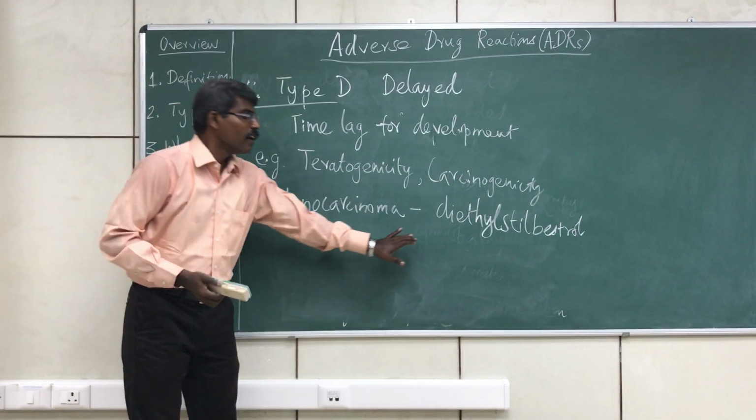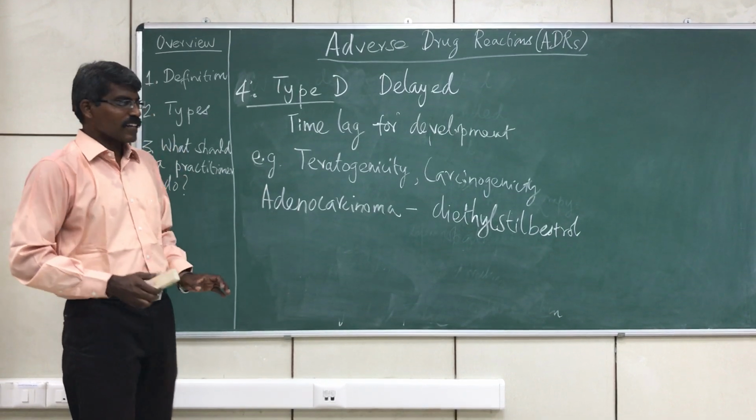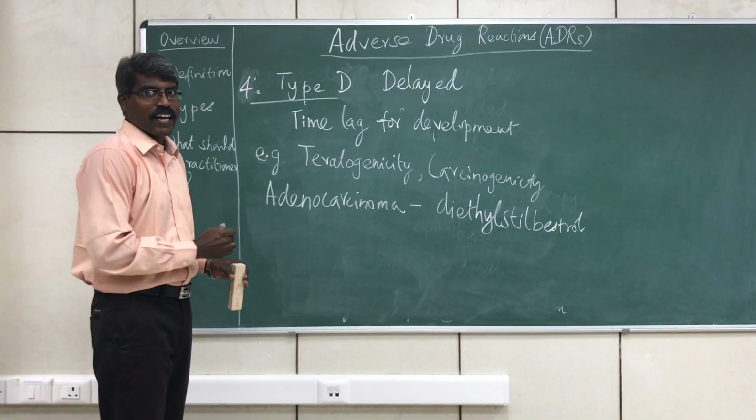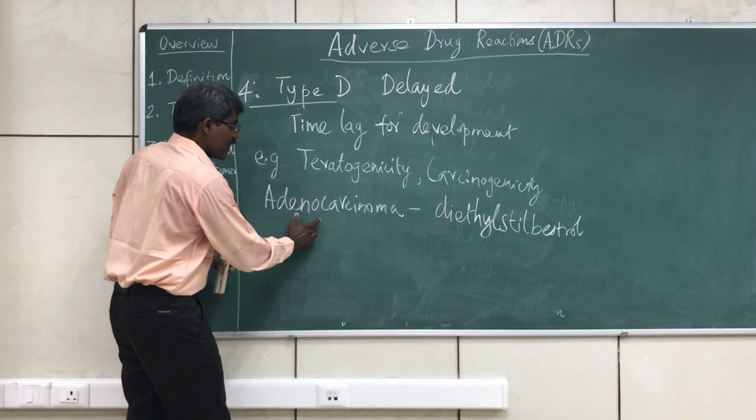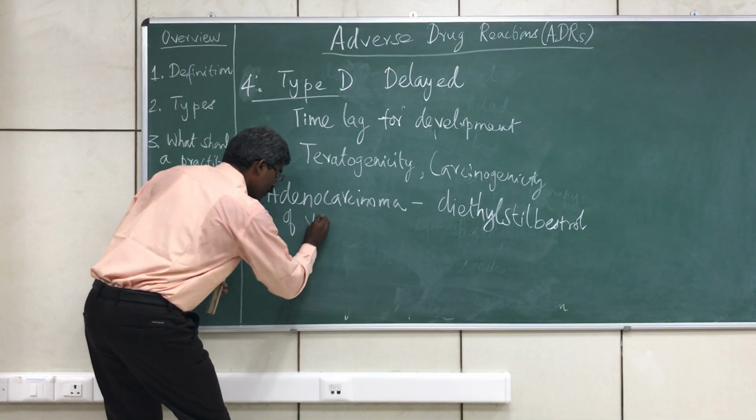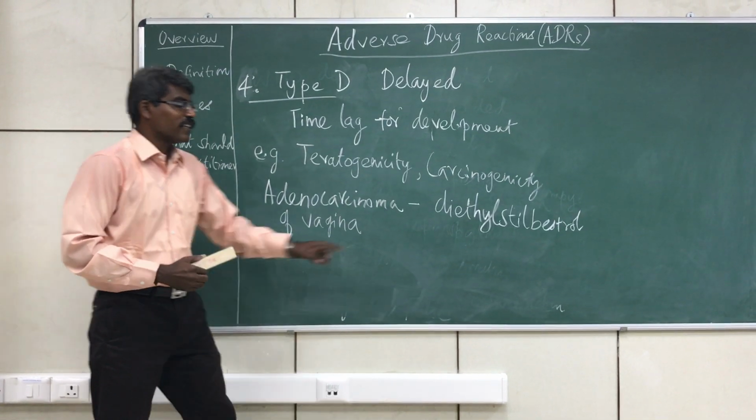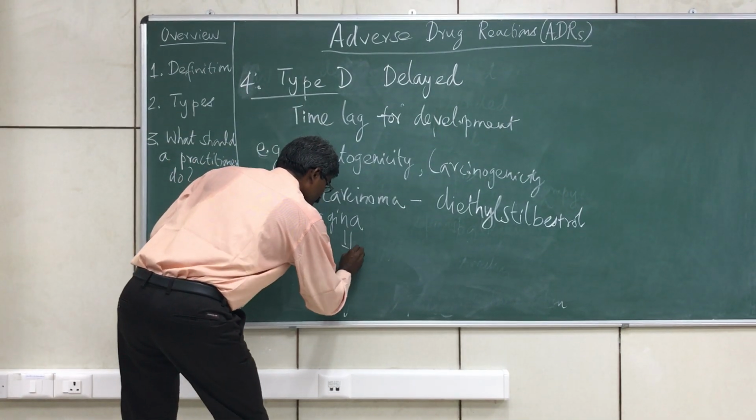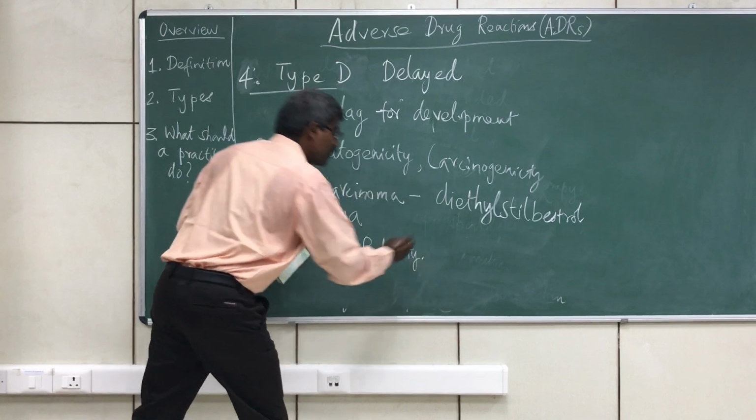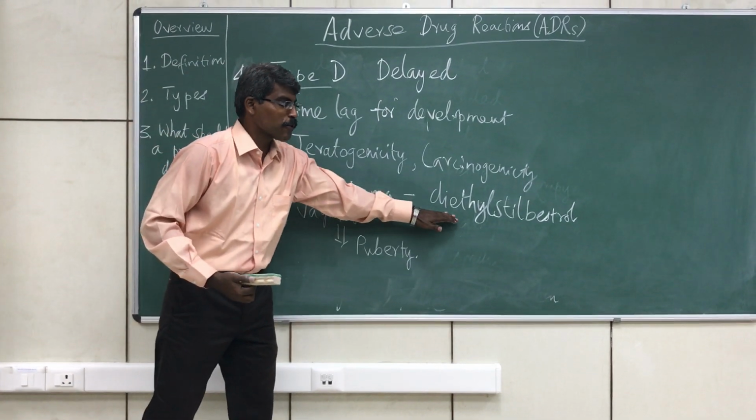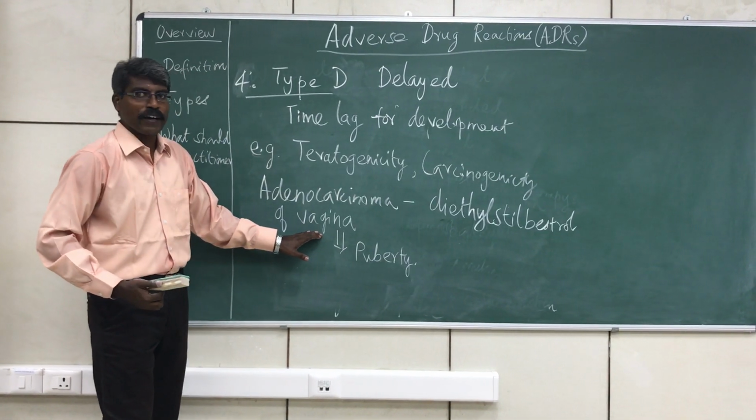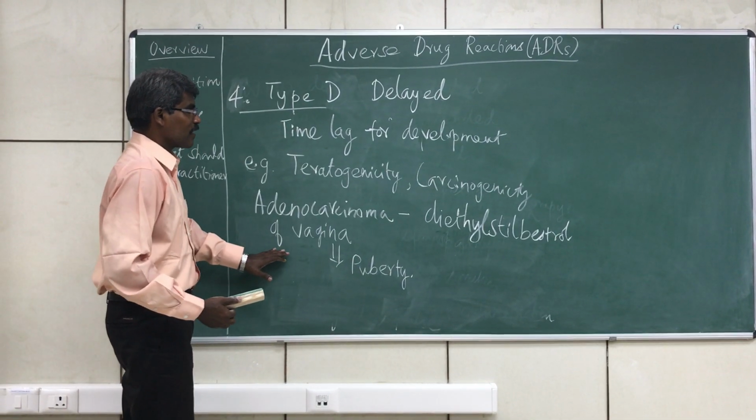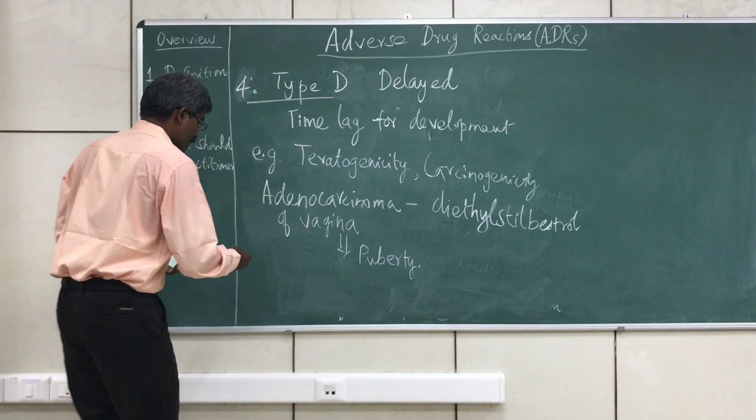Now, what happens with the use of this diethylstilbestrol? This is an estrogen. The mother consumes this diethylstilbestrol during her pregnancy, and when does this adverse effect occur? The adverse effect, like this clear cell adenocarcinoma of the vagina, develops only if the child she delivers is a female, and that too when the female child attains puberty. So such a long time lag is there from the exposure of the drug to the mother and the development of this adverse effect in the child. Because of this reason, this drug was withdrawn and is no more in use. So this is a very classical example of type D or delayed adverse drug reactions.